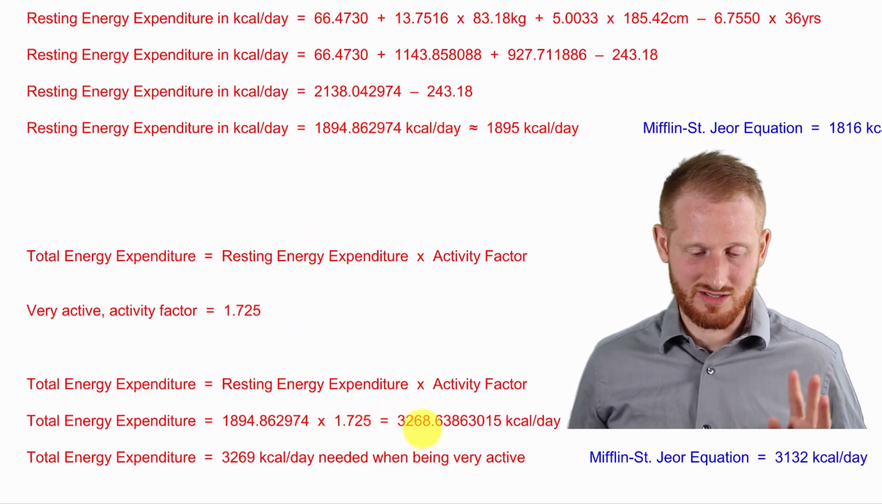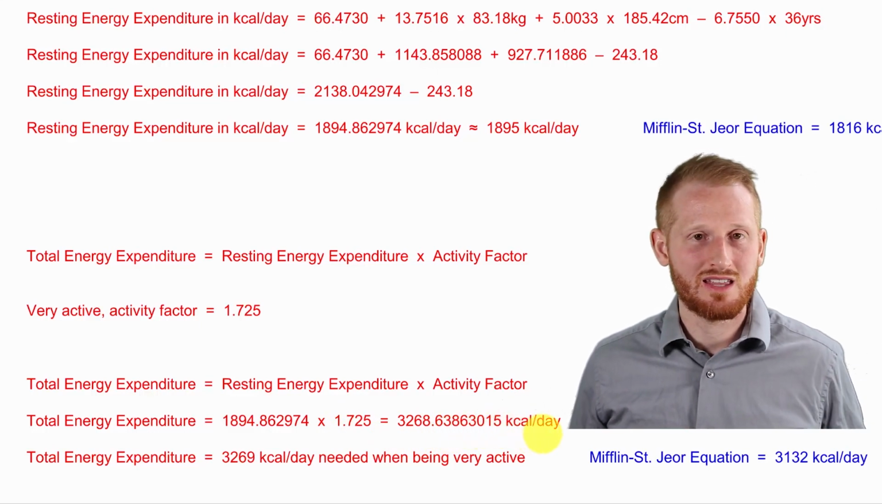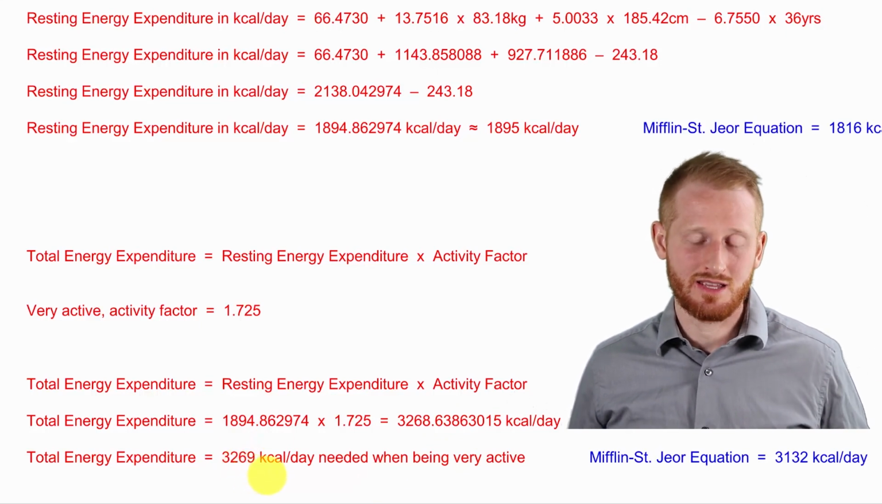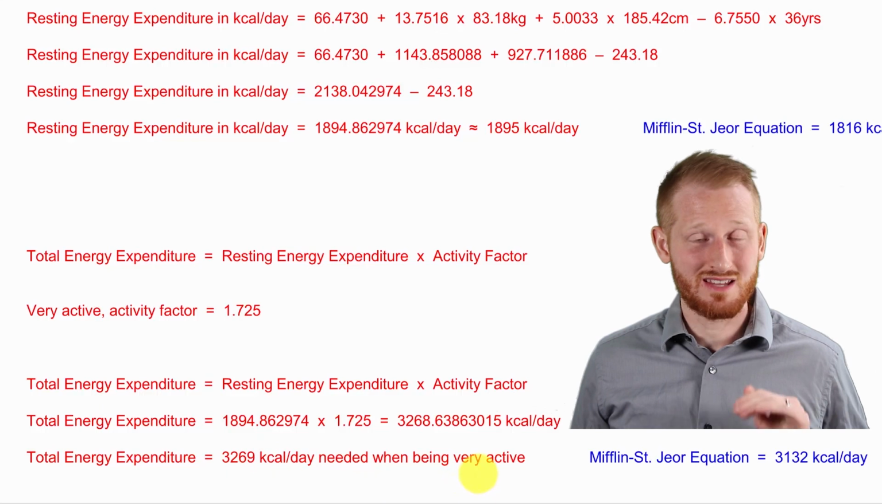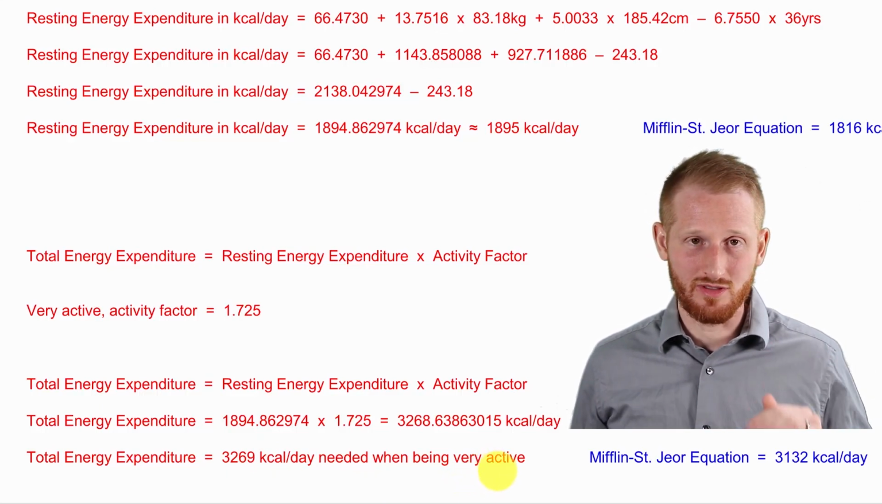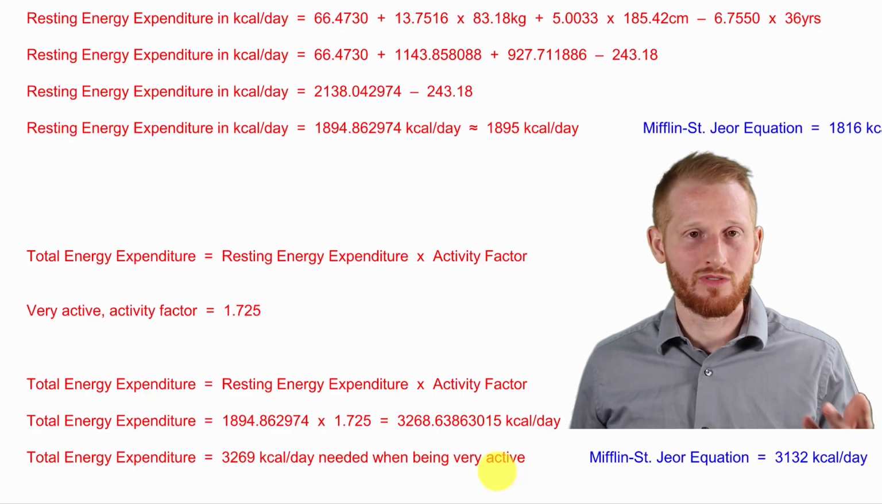We get 3,268.6 with all these extra decimals kcals per day. Rounding that off, 3,269 kcals per day in order to maintain their body mass while being very active. Of course, again, if they eat less than that, they lose weight. Eat more than that, they gain weight.